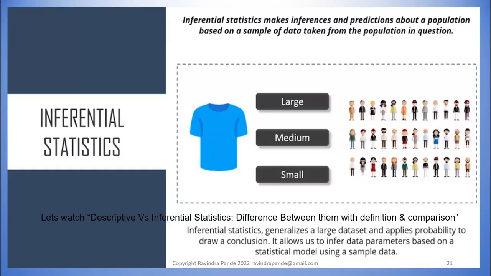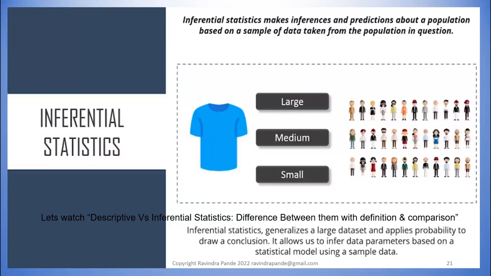Inferential statistics generalizes a large data set and applies probability to draw conclusions. Sometimes we use probability if you have historical facts with you. Sometimes you normally try to predict this probability or extrapolate this probability. So we take a sample and then we extrapolate this probability. It allows us to infer the data parameter based on a statistical model using sample data.